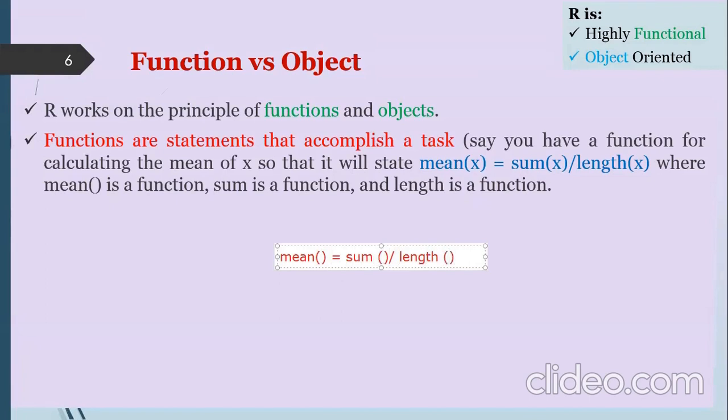That means we have three functions in this formula: mean, sum and length. Mean is the mean of the values that have been taken as x, sum sums up all the values that have been taken as x, and length is the count of all the values that have been taken as x.